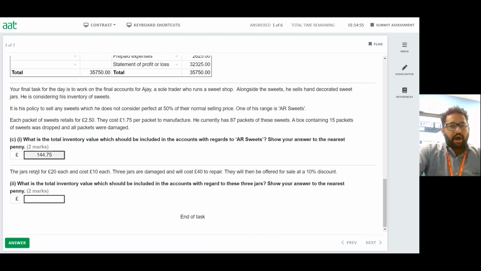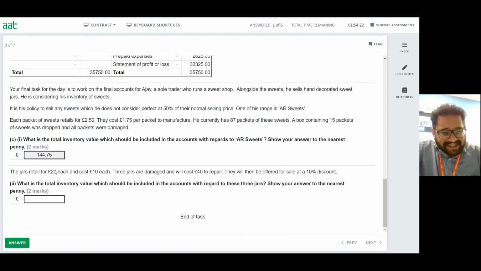The jars are retailed at £20 each. They cost £10 each. 3 jars are damaged and they will cost you a total of £40 to repair. They didn't say £40 each. They say it's going to cost £40 to repair these 3 jars. So that is the amount I'm going to worry about. They will then be offered for sale at a 10% discount. So now what is my realized value of these retail jars?